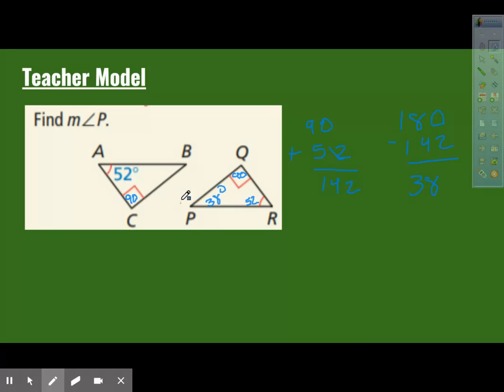Okay. Now, what if they were to ask us about angle B? Would I need to go through and do all the math again? No. Why not? Because they're congruent. Yeah, B and P are congruent by third angle theorem because these two are congruent to these two. So by third angle theorem, B would be congruent to P. So if P is 38, B would also be 38. All right, let's try an example together.